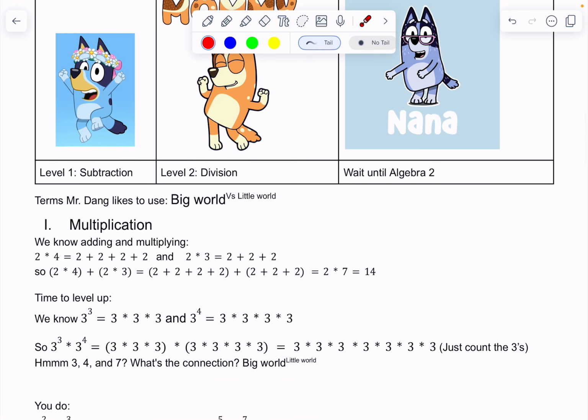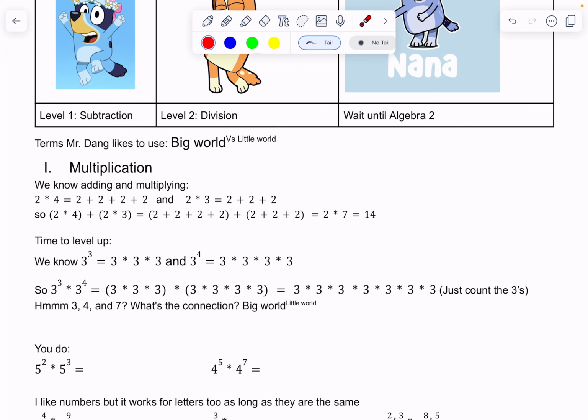Okay, terms that Mr. Dang likes to use when we're talking about exponents is the big world versus the little world. The big world is everything written outside, the stuff with the big numbers, the bases. And the little world is what's focused inside the exponents. So hopefully that makes sense. That's why I wrote this out as big versus little above the exponents.